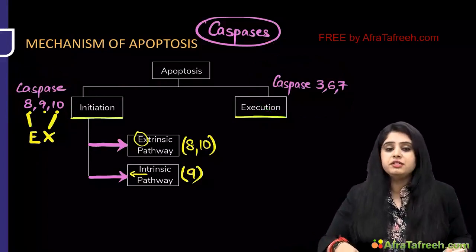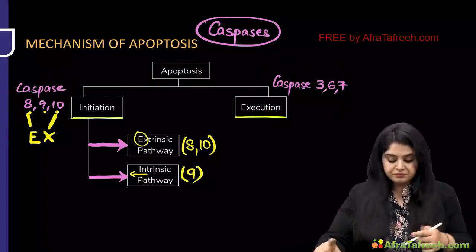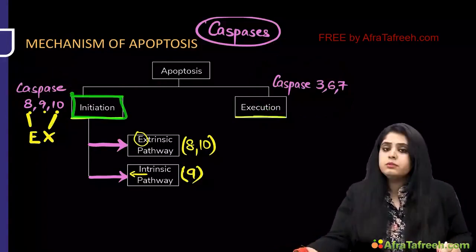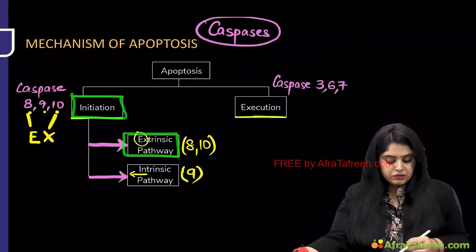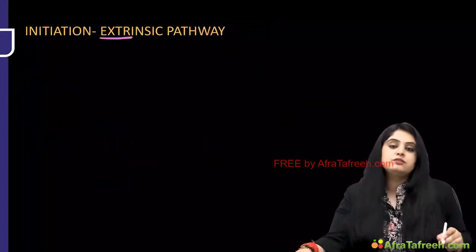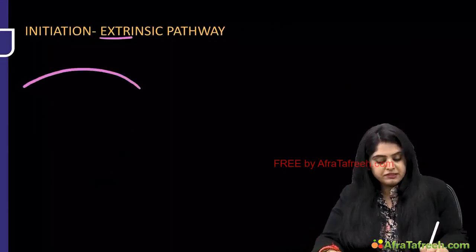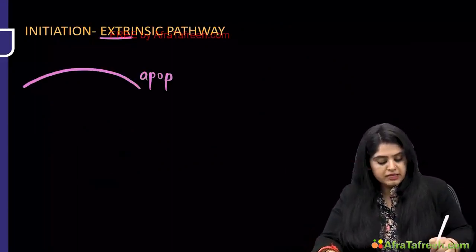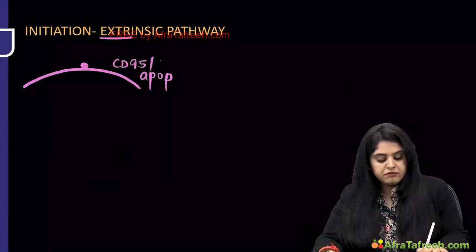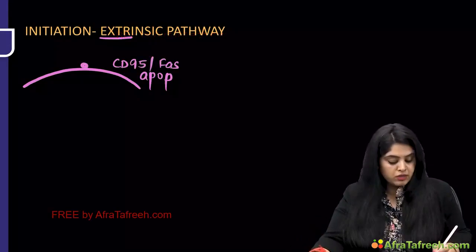We are going to give 5 minutes and quickly revise the mechanism. So first, I'm starting with initiation and we are starting with the extrinsic pathway. So please note, extrinsic pathway means something is happening from the outside. So for example, this is the cell which has to undergo apoptosis. This cell is blessed with something called CD95 or FAS. Remember, CD95 was the molecule.